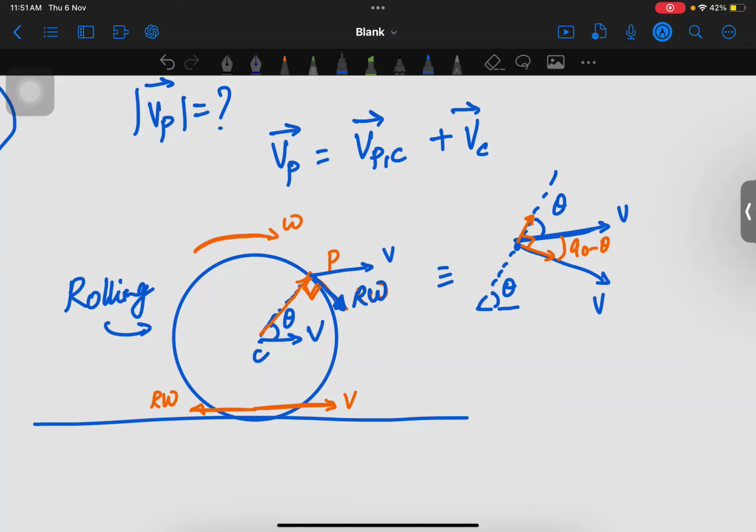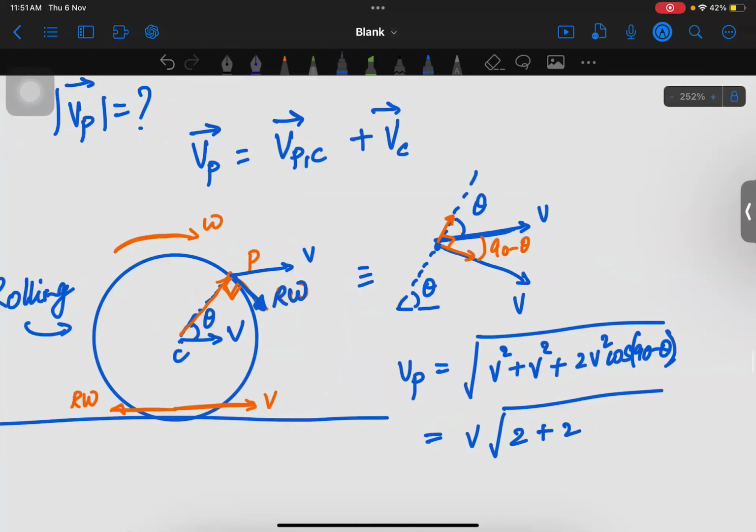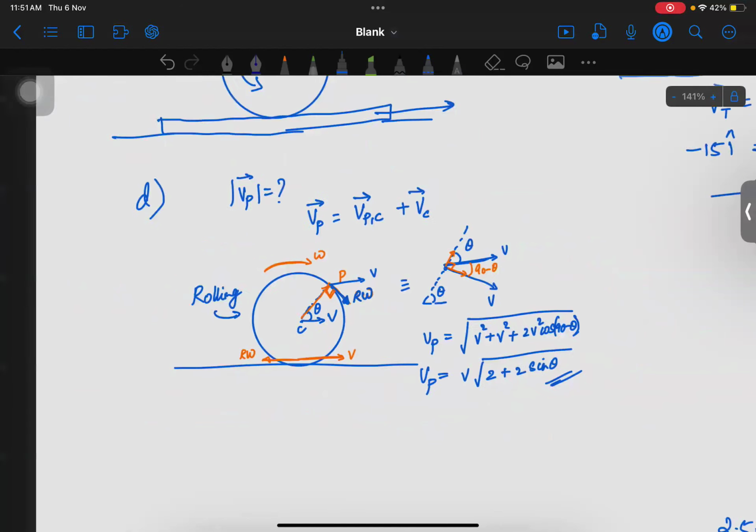So the resultant velocity is nothing but the square root of a square plus b square plus 2ab cos of 90 minus theta, which is sine theta. You can pull out the v outside. It will be v root of 2 plus 2 cos of 90 minus theta. How much is that? Sine of theta. That's all. So this is nothing but the speed of that point P over here.